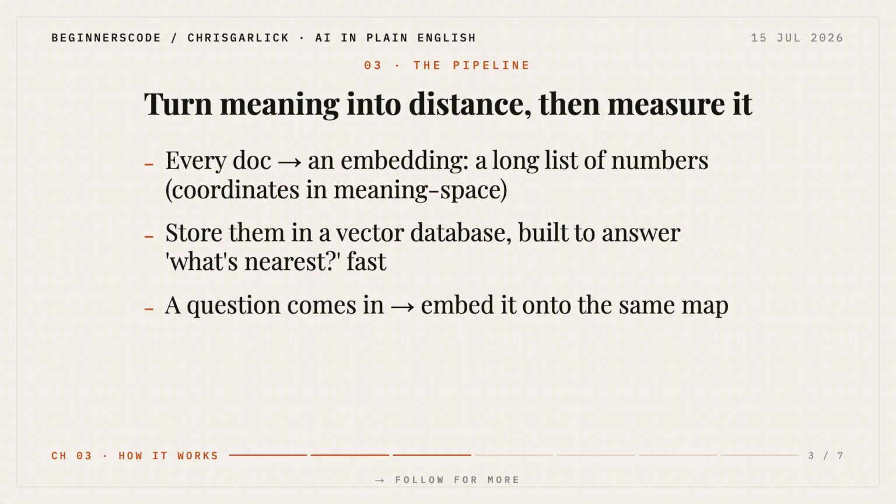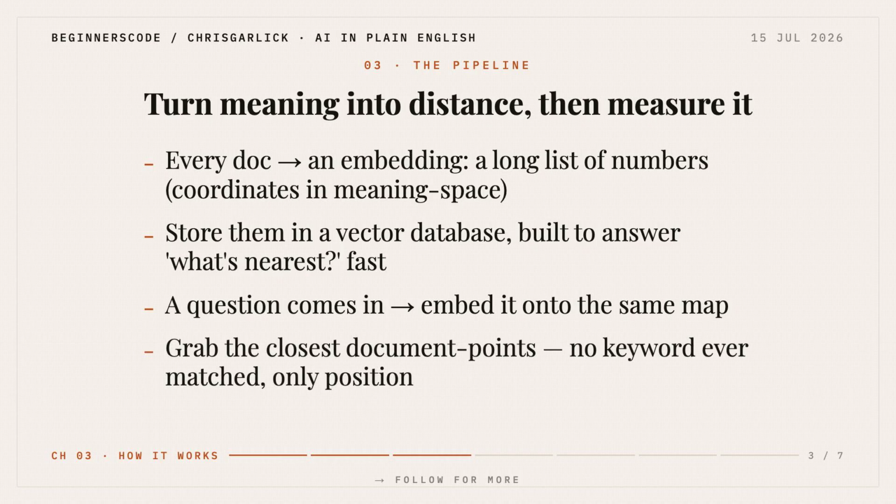The jargon, embeddings, vectors, semantic search, all describes this one move. Turn meaning into distance, then measure it. And crucially, nowhere in there did it match a single keyword. It matched position. That's why it finds "shipping delays" from "late delivery" without being told that they're actually related.